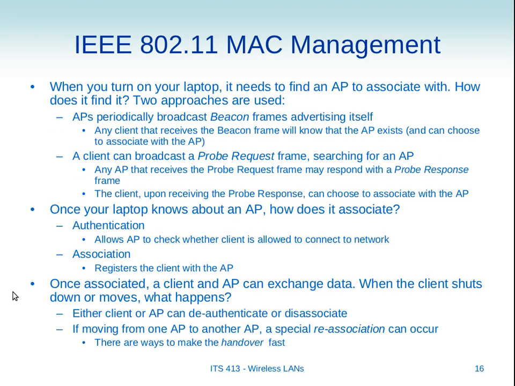There are two ways for your client to discover an access point. One is a periodic broadcast of beacon frames by the access point, telling whoever receives that beacon frame that it's an access point and potentially available to connect with. And the other one is proactive by the client, where the client broadcasts a probe request.